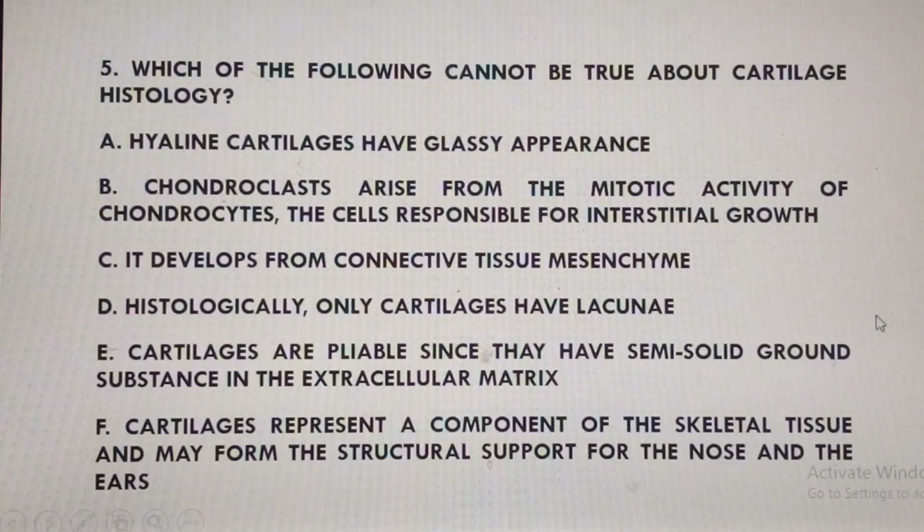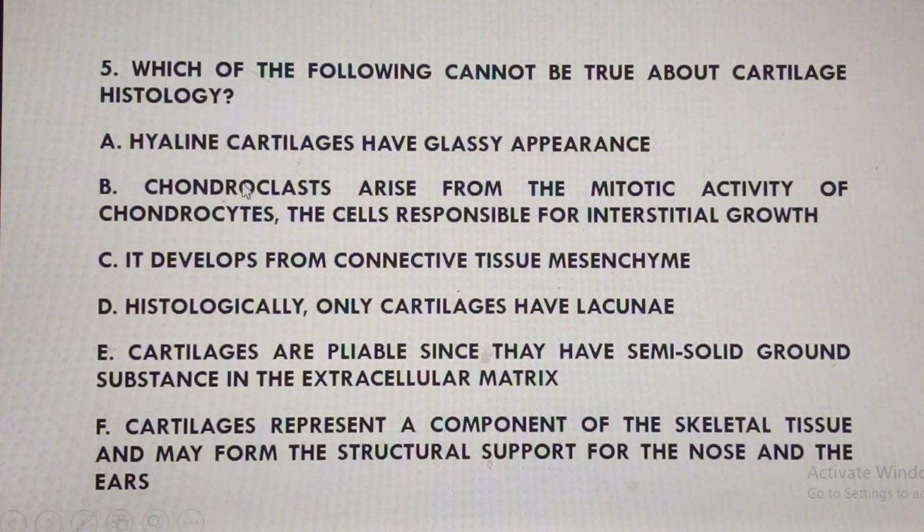So let's go to question number 5 and our last question. The question says, which of the following cannot be true about cartilage histology? Now, option A says hyaline cartilages have a glassy appearance. Yeah, that's a very true statement. We have already seen that. Option B says chondroclasts arise from mitotic activity of chondrocytes, the cells responsible for interstitial growth. Yes, indeed, chondrocytes are needed for interstitial growth because they undergo mitotic activity to increase the length of these kinds of cartilages. No problem.